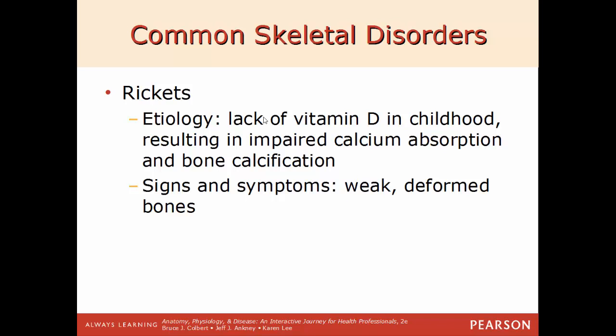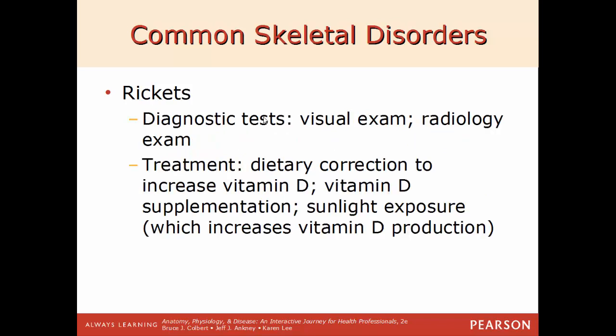Rickets, etiology is the lack of vitamin D when you're a child, which will result in impaired calcium absorption and bone calcification as you get older. The signs are going to be very weak, very deformed bones. It's very common to get a bowing in the legs because the bones aren't strong enough to bear the weight of that person. So instead of being a nice vertical shape, they are bowed because they just can't handle the stress. Some diagnostic tests, visual exam, radiological exams. Treatments, dietary corrections to increase the vitamin D levels, receiving supplemental vitamin D, and then more exposure to sunlight, which will increase vitamin D production naturally.